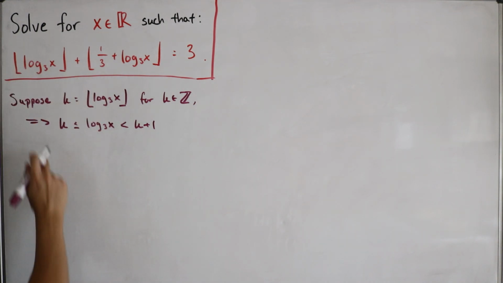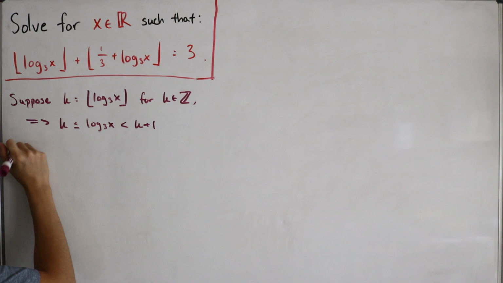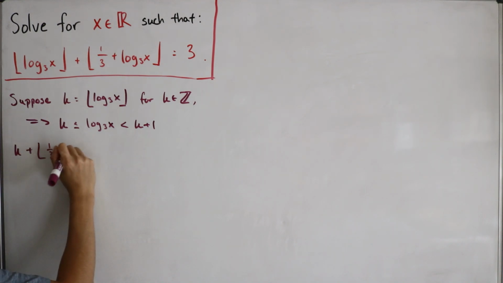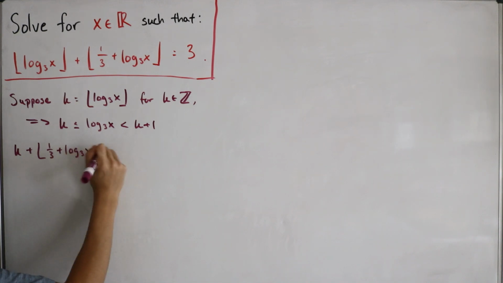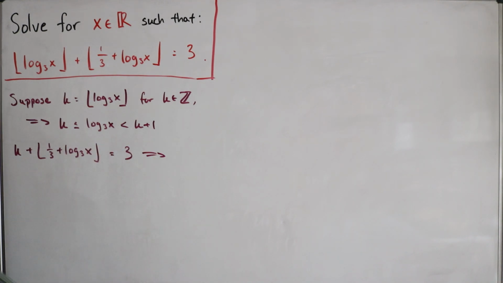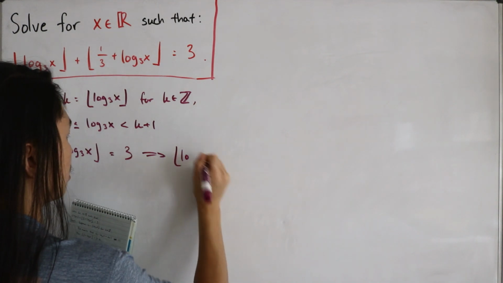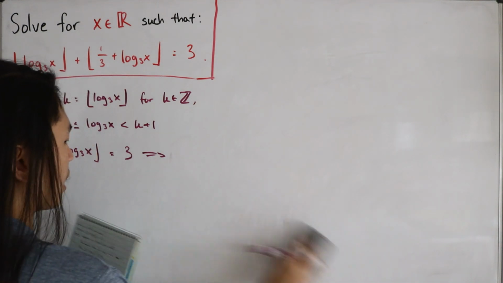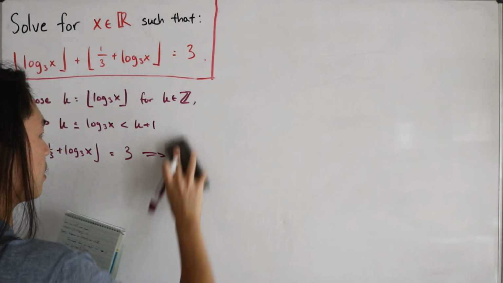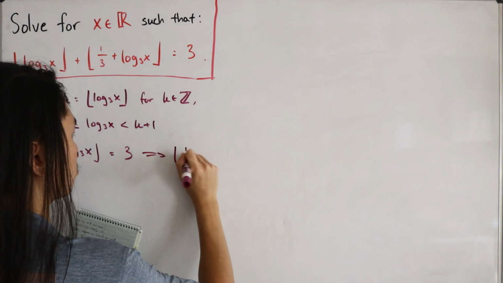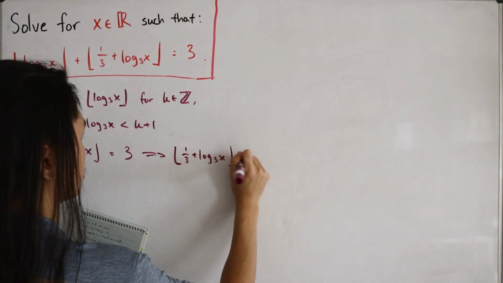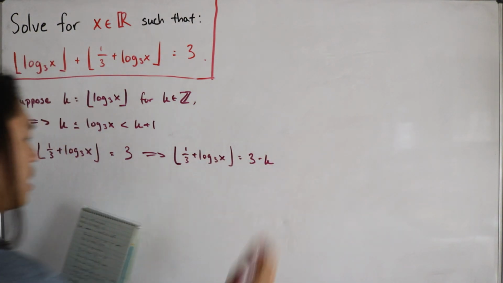Now we can substitute k back in, so that means k plus the floor of 1/3 plus log base 3 of x is equal to 3. Let's subtract k from both sides. So we have the floor of 1/3 plus log base 3 of x is equal to 3 minus k.